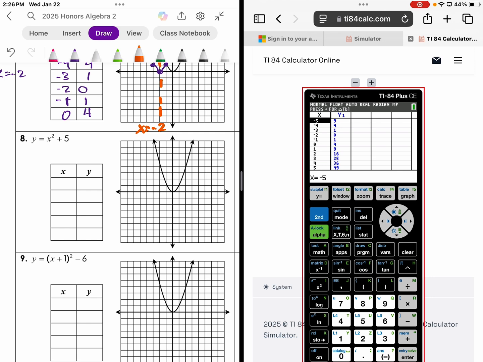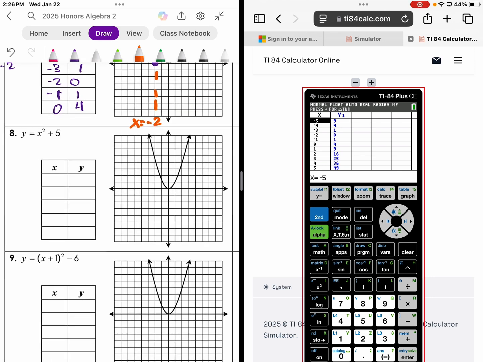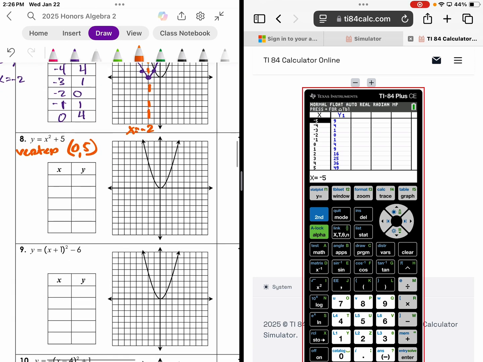It ends in a +5, so that means it's got to be something comma 5. Yeah, it's 0 comma 5. So my vertex is 0 comma 5. Okay. So that puts me in the middle. Again, I like going by a scale of 1 when I do this just because it makes it easier to find it on the chart.